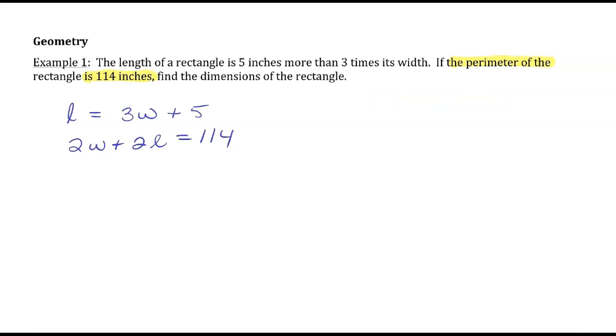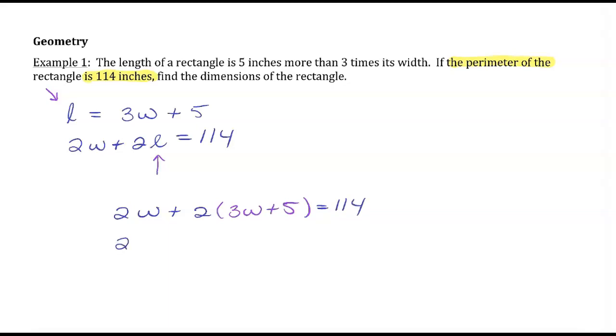To solve this system, we can use the substitution method or the addition method. Either one will work just fine and give us the same results. Since our first equation, though, is already solved for one of the variables, I'm going to use the substitution method. I already know that L is equal to 3W plus 5, and I could substitute that in for L in the second equation. Doing that, we have 2W plus 2 times (3W plus 5) equals 114.